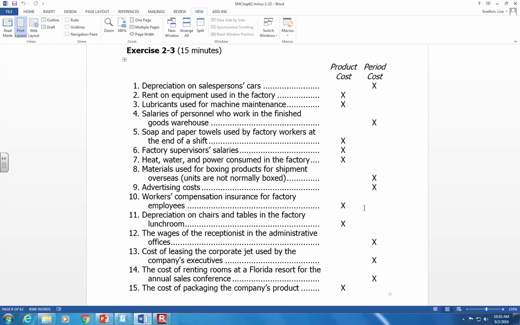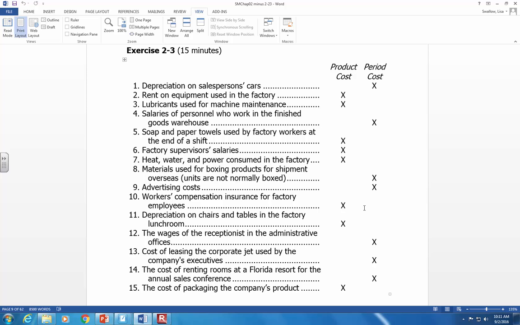Depreciation on the salesperson's car, clearly selling expense, that's a period cost. Rent on factory equipment, clearly a product cost. Lubricants used for the machine maintenance, where does that go? What is that? It is a product cost. Where is it actually? Indirect material. Indirect materials. It's a material, you need it, but it's not directly traceable to the final product, right? So it's overhead. Salaries of personnel who work in the finished goods warehouse.